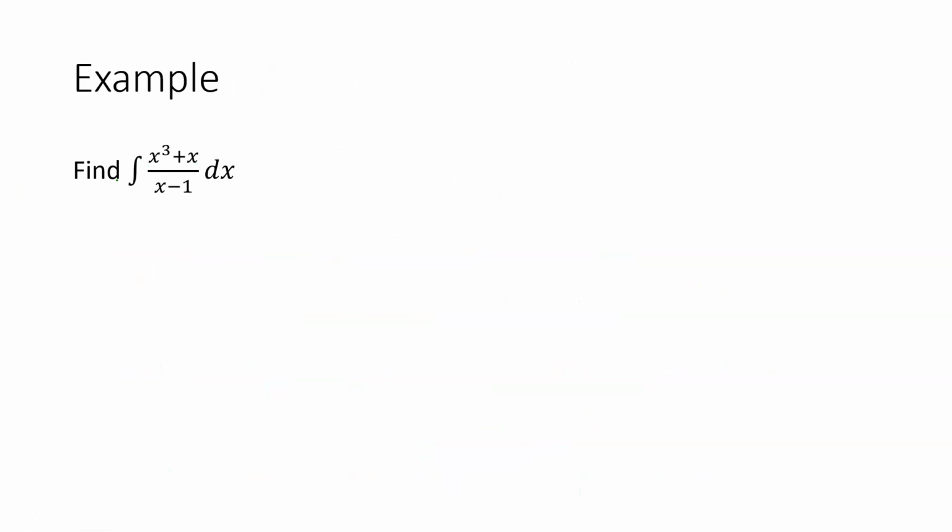We've got the integral of x cubed plus x over x minus 1. We notice this is improper since the degree of the numerator is degree 3 and the degree of the denominator is degree 1. So since it's improper, we need to use long division to reduce. Okay, so hopefully you remember how to perform polynomial long division.